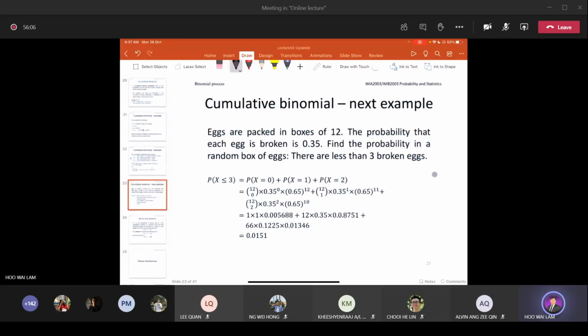Again, we go back to the egg example, but this time we are doing a cumulative distribution. You notice that your n is the same, 12. Your probability is also the same, 0.35. But over here, it's asking you to measure less than 3 broken eggs.